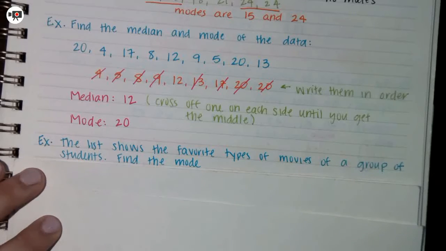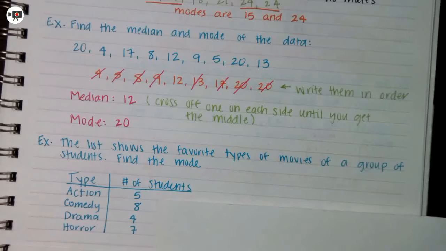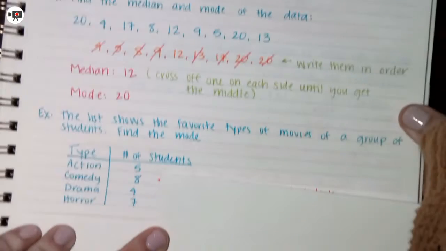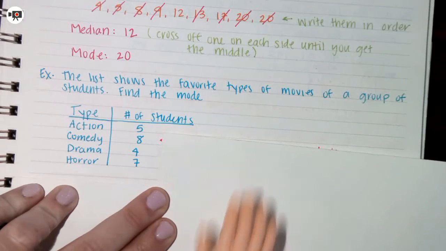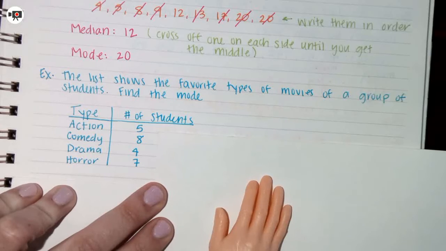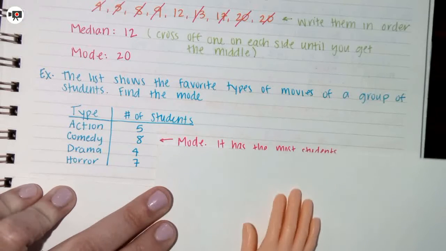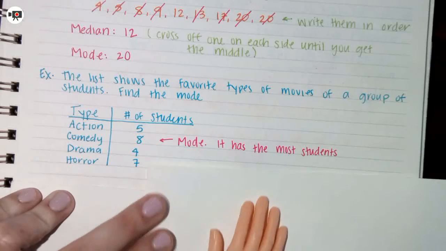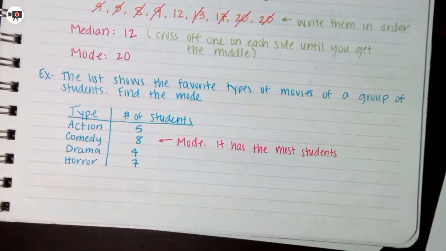Now this list shows the favorite types of movies of a group of students. Find the mode. In this situation, it wouldn't make sense to find the median because it's not an order of something. It's just groups. So we're only finding mode, and that is 8. It has the most students. It is the answer that would have appeared most often.